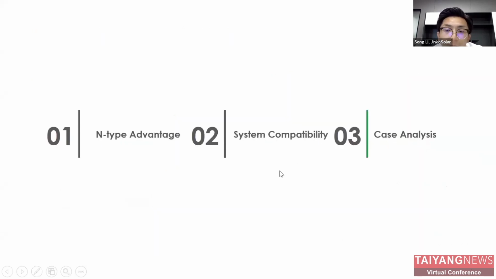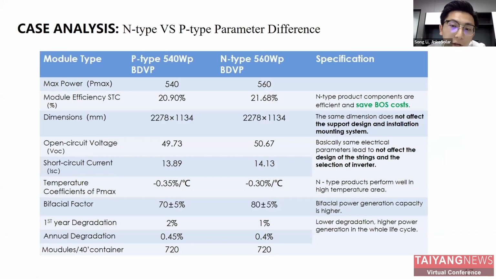So after the second part of the system compatibility, the last part is the case analysis. It will show us how much the N-type can save for the system LCOE. Firstly, for the analysis, we use our P-type 540 watt and the N-type 560 watt as a control group, and use the P-type as the baseline to see how much better the N-type is. The specific parameters are shown in the table.